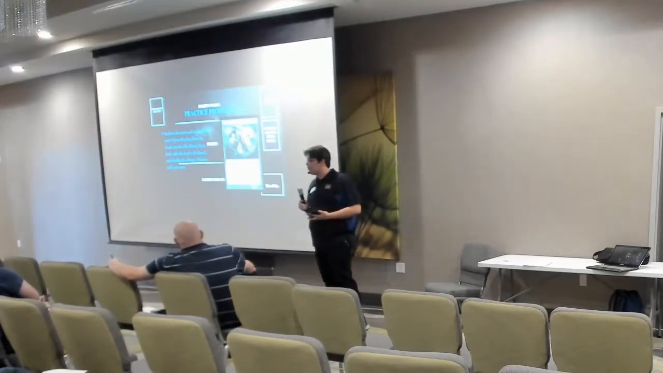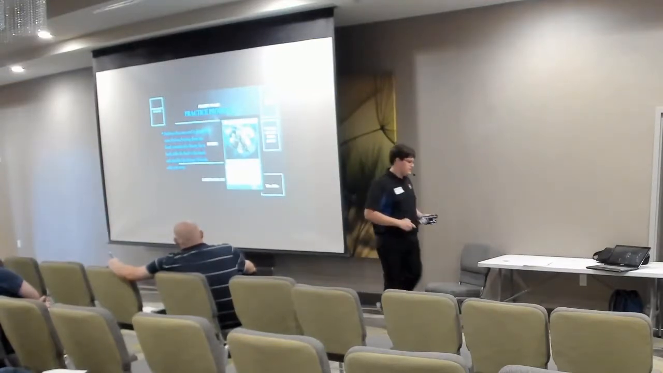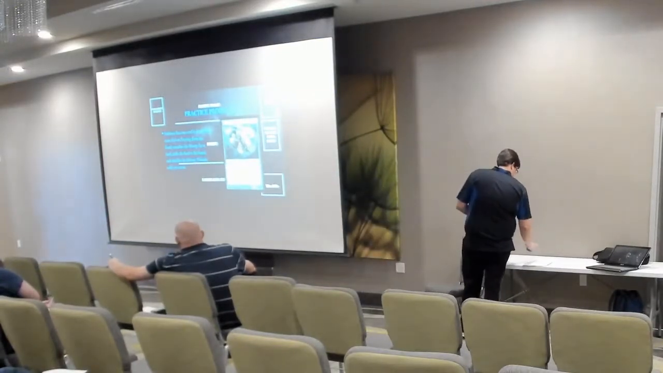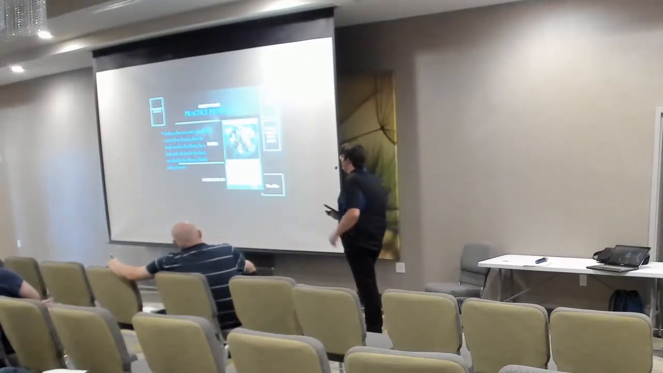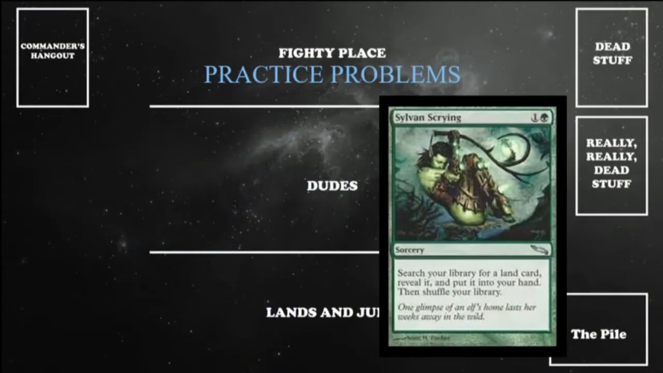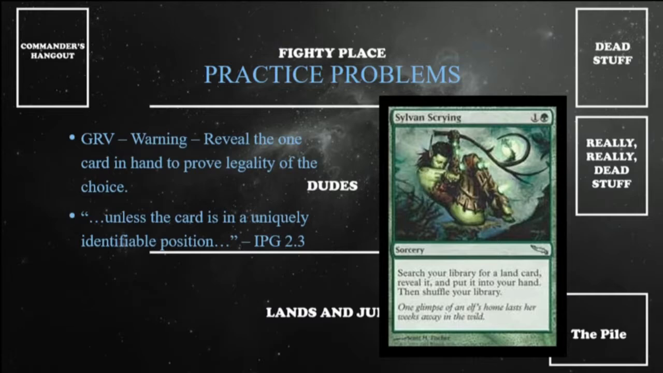Okay. Then we're going to go ahead and we're going to go with the answer. And the answer is the GRV. This one is deceptively HCE. But the reason why it is not is because it goes to a place where the order is known. Top of the library is a known position.